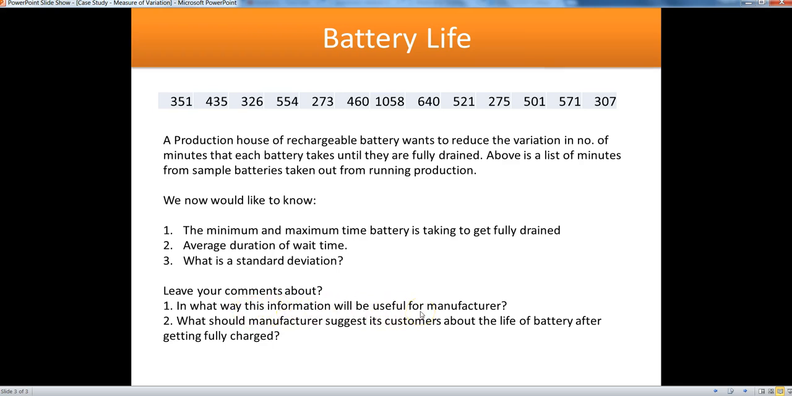Then after this, the question for you is, in what way will this information be useful for the manufacturer, what will you communicate to them, and what should the manufacturer suggest to customers about the life of the battery after getting fully charged. Whether it is the minimum that you will suggest, the maximum, the average, or with the help of standard deviation, then you will tell it. So it is up to you what you are thinking about it, similar to the last example, the explanation that I gave, and then you can leave your comment about it.